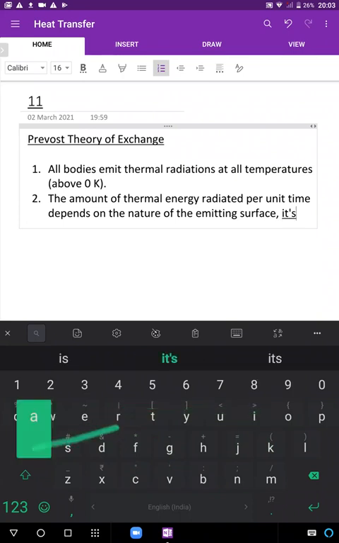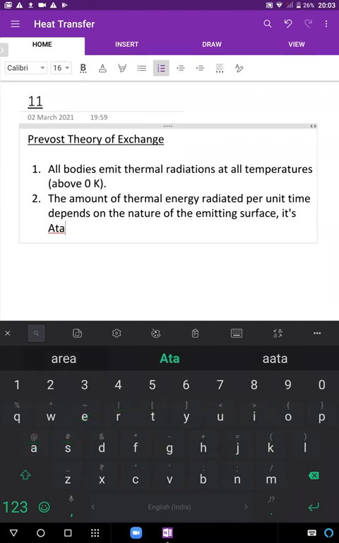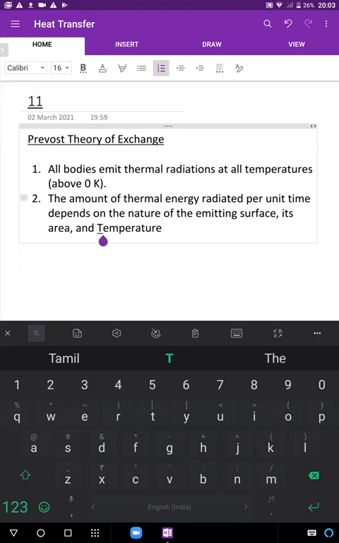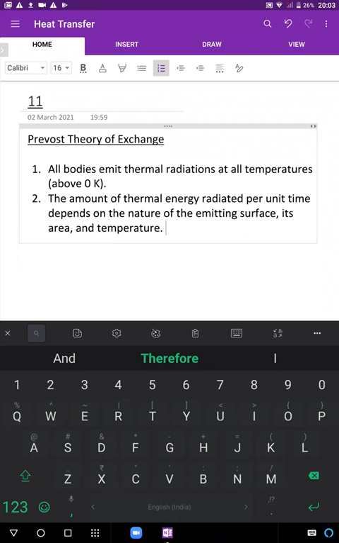It depends on its area. Naturally, it should depend on the area. The more the area, the more energy you will emit naturally. And it also depends on the temperature. Can you take a guess? Will a higher temperature or a lower temperature body emit more? Higher temperature, very logical, right? A higher temperature body will naturally emit more thermal radiations.